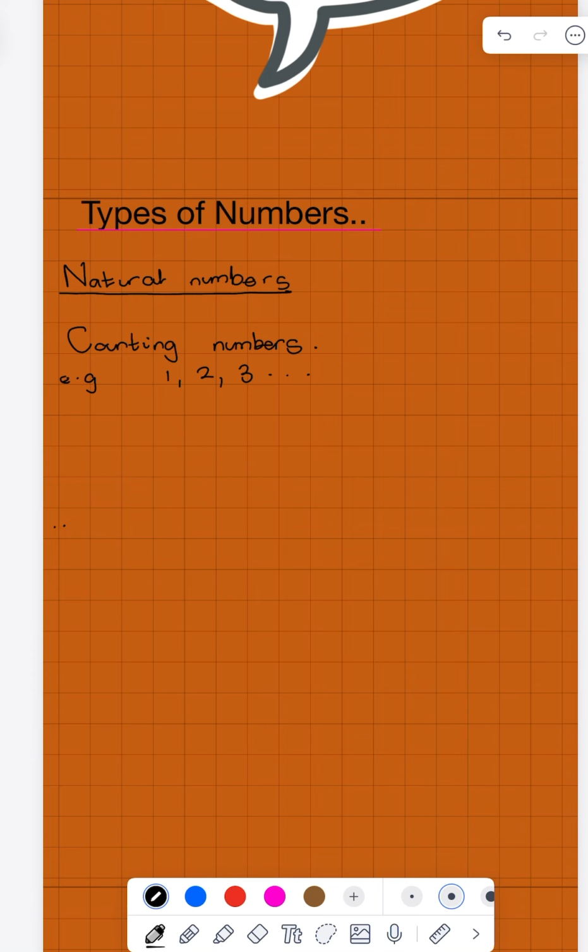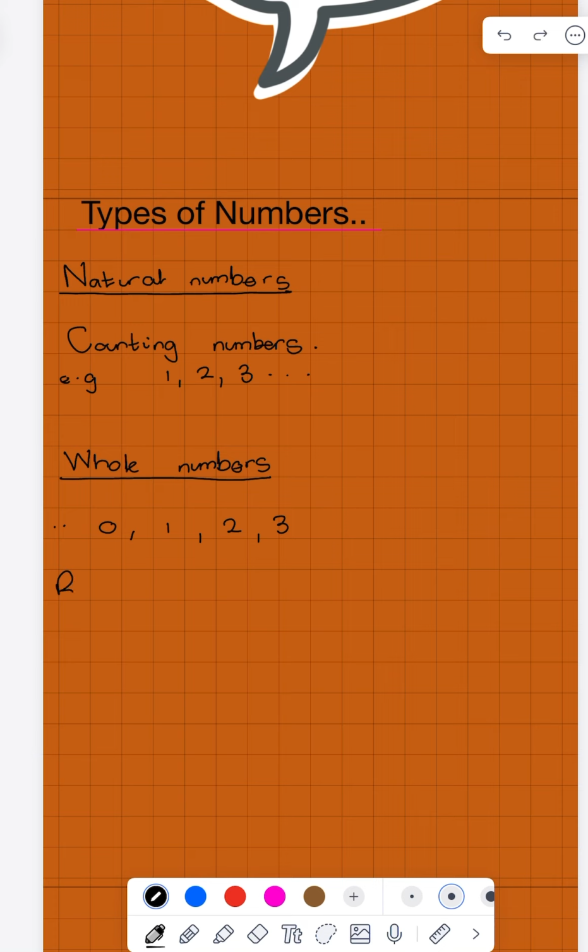Right, next we're going to look at what we call whole numbers. If you remember very well when you were at creche or ECD, when you were learning how to count, you always began counting from where? From 0. So when you are starting to count from 0, 1, 2, 3, the moment we have that 0, we have what we call whole numbers.